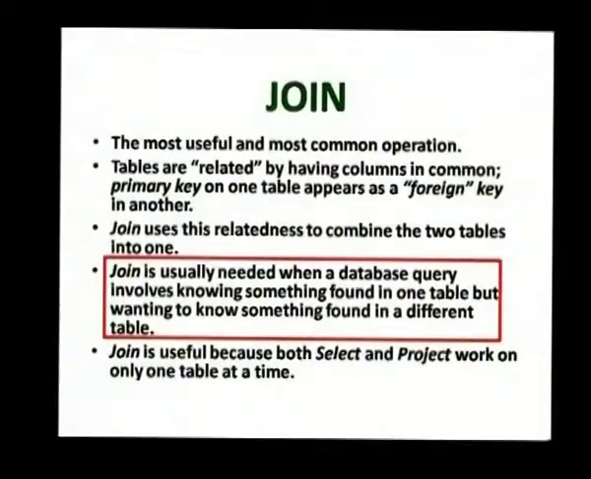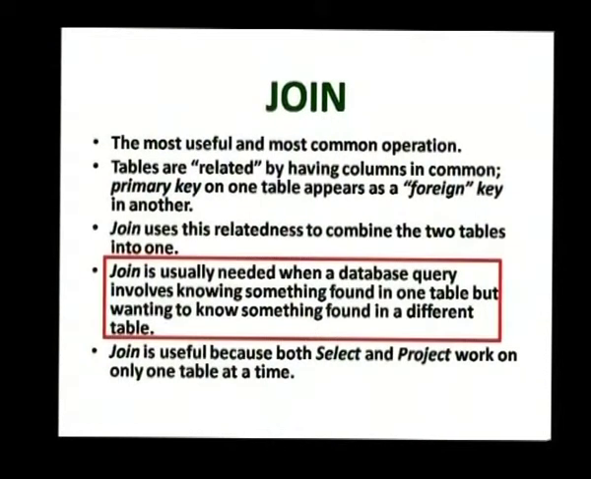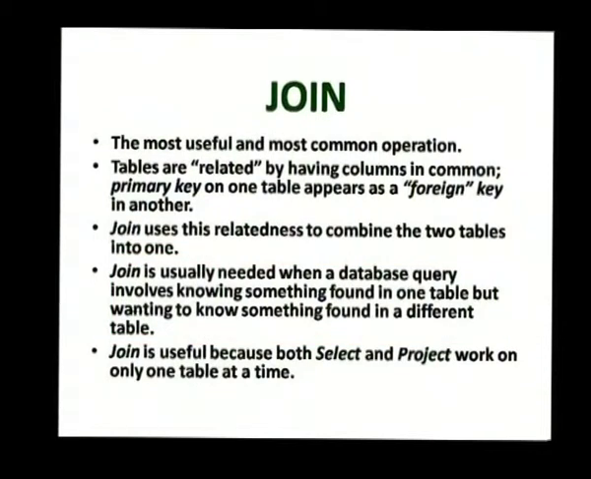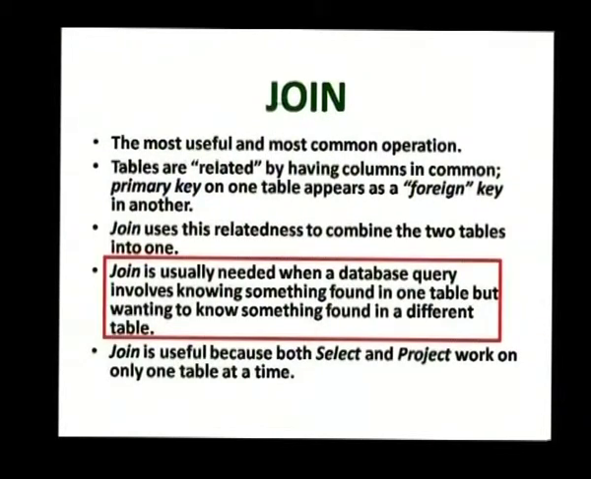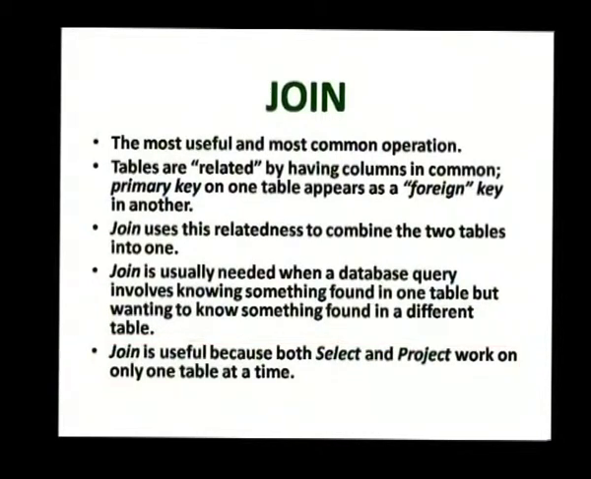So, join is usually needed when a database query involves knowing something found in one table and wanting to know something found in a different table. So, that is what join does. And join is useful because select and project work on only one table, they are unary operators, while join works on two tables or two relations. Tables and relations we are using interchangeably throughout this course.